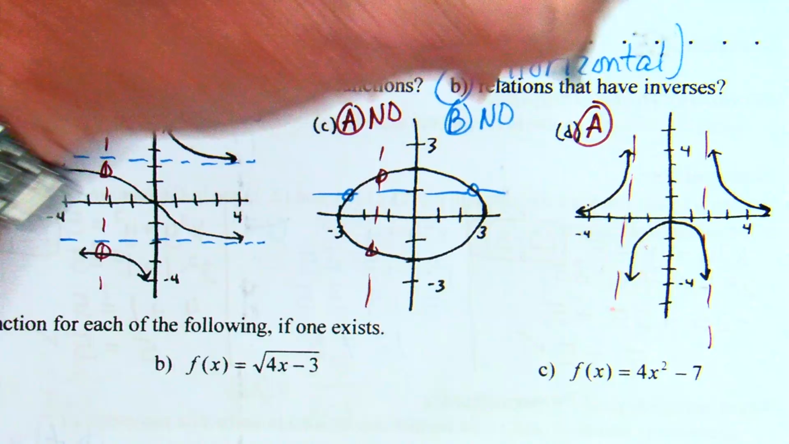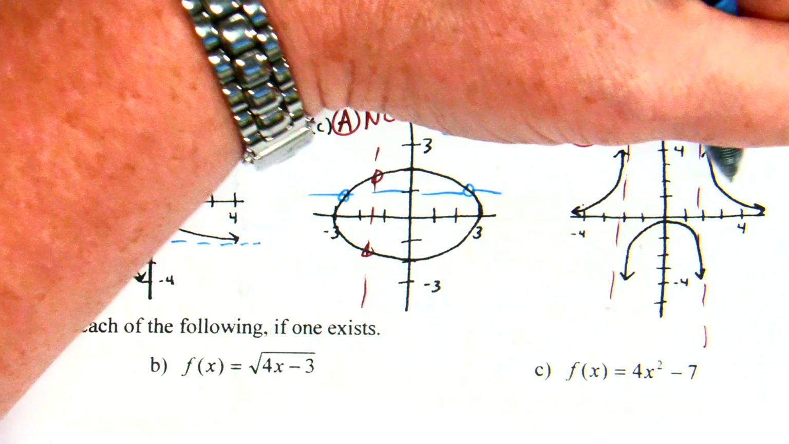Is B one-to-one, or does it have an inverse? No, because it fails the horizontal line test. So is it one-to-one? No. The only one that was one-to-one was the first one. Okay, questions on that section?